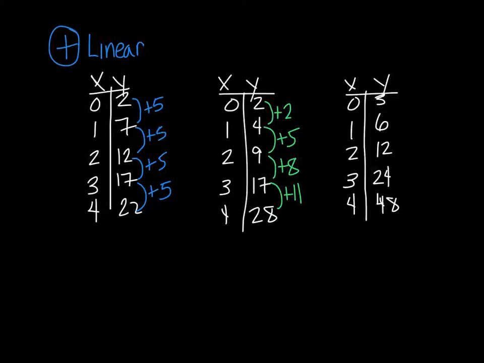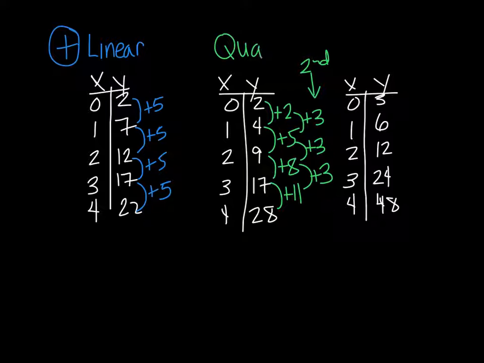In fact, if I was to do the loop-des again, I would add 3, and then I would add 3, and then I would add 3. So actually I do have a pattern here of the same number over and over again, but that happens on the second time around. And when it happens on the second time around, that is considered to be a quadratic function. Again, if you have the same number over and over again on the second set of loop-des, it's quadratic. And that actually keeps on going. If it was the third set of loop-des, then it'd be cubic and so on.